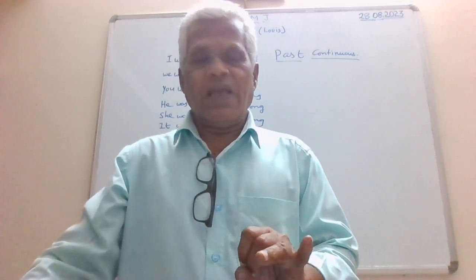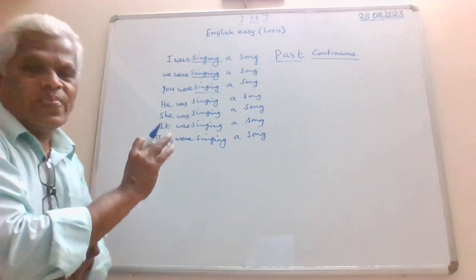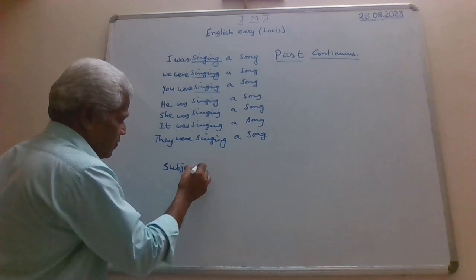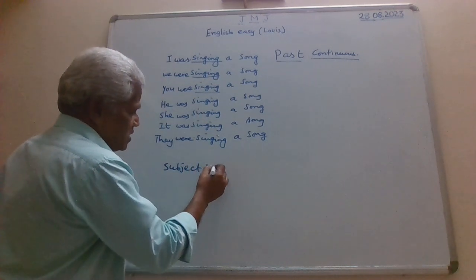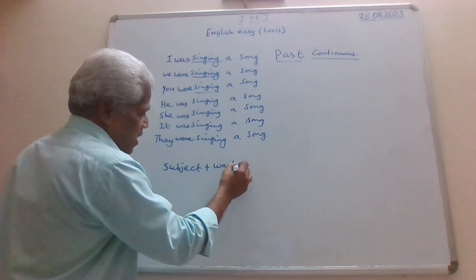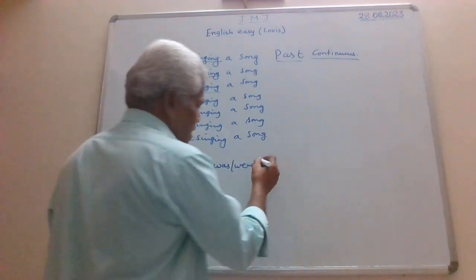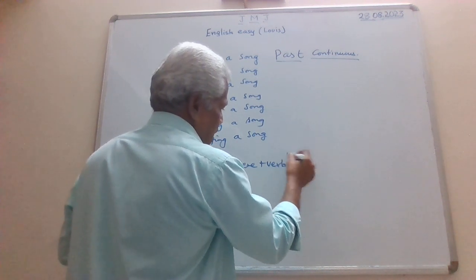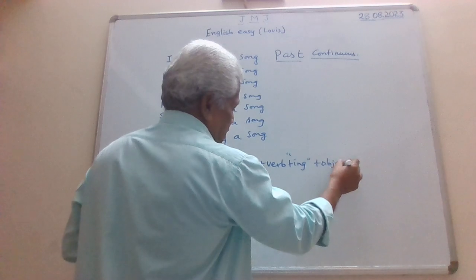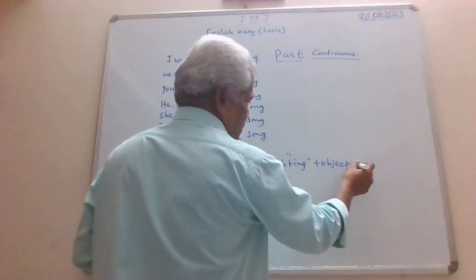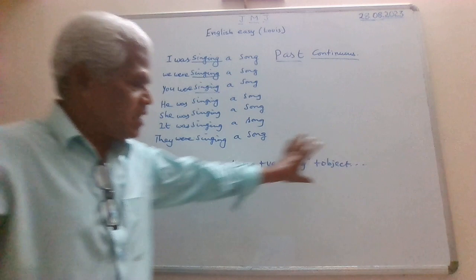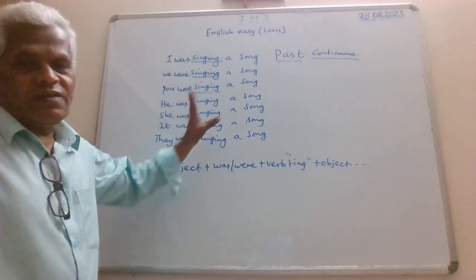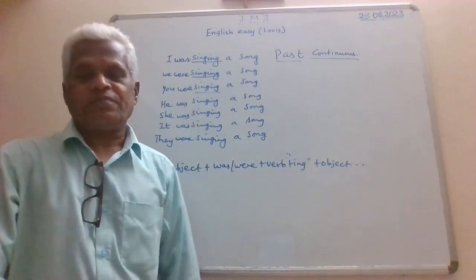So how can we frame rules here? We go for the subject plus was or were, plus verb plus ing, and then the object. Instead of writing object, they will put a dot there, which means and the rest. You can understand. So past continuous tense, very simple.